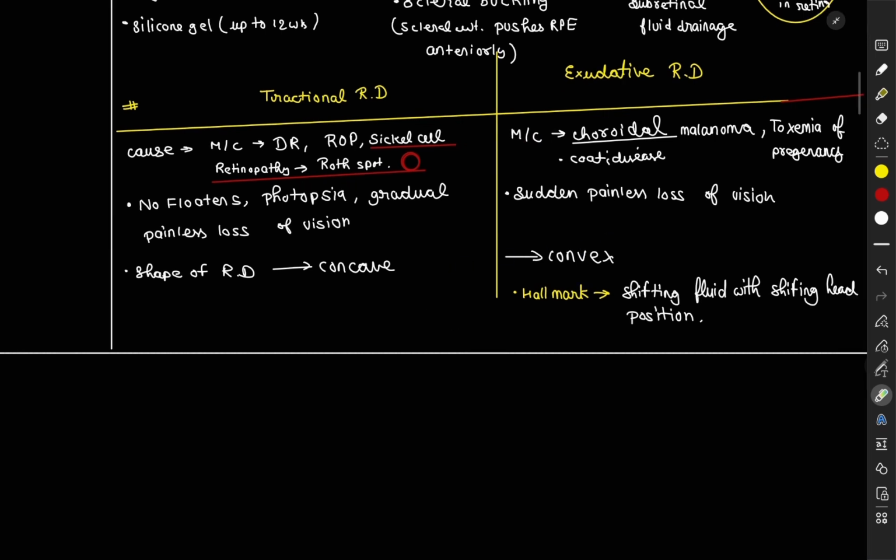The most common causes for exudative retinal detachment are choroidal melanoma, toxemia of pregnancy, HELLP syndrome, and Coats disease. Sudden painless loss of vision will be there, just like Rhegmatogenous. The shape of the retinal detachment is convex. The hallmark of exudative retinal detachment is shifting fluid with the shifting of head position.